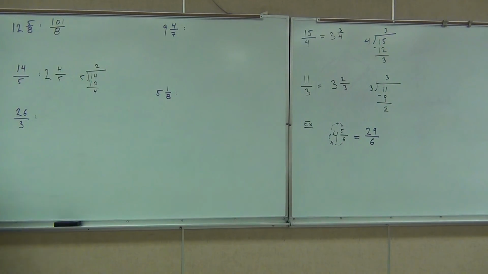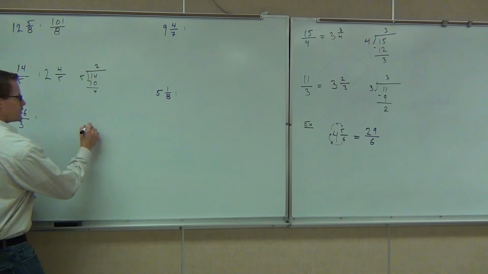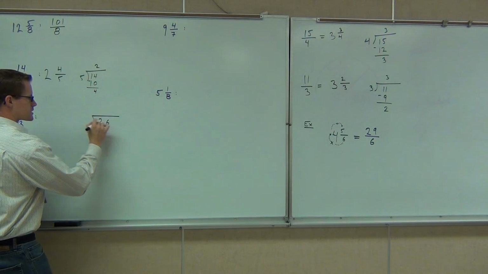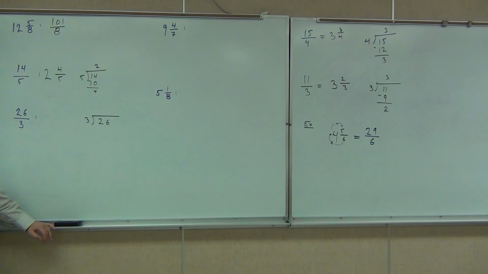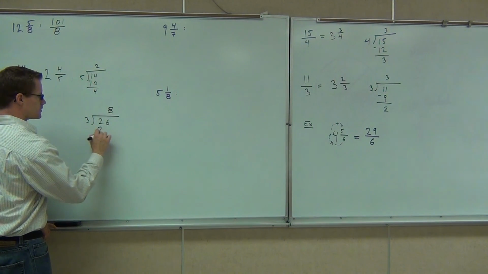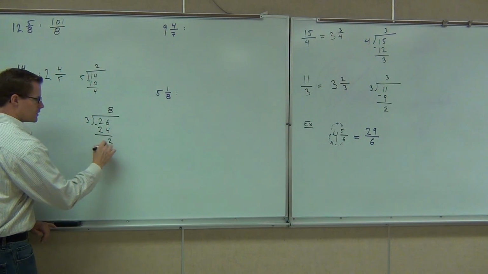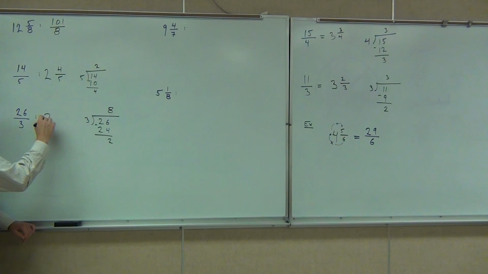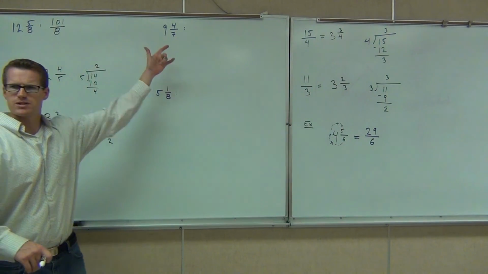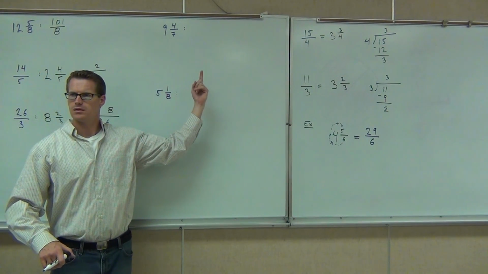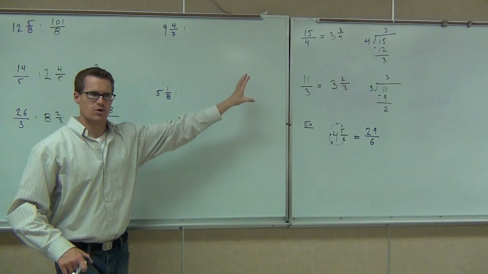Next one, do we have a mixed number, or is this improper? Improper. Very good. So when we divide, we'll have 26 divided by 3. 3 goes into 26 how many times? 8 times. Subtract, and we get 2. So we'll have 8 and 2/3. Last two, what are these known as? Mixed numbers. We're changing those into impropers.